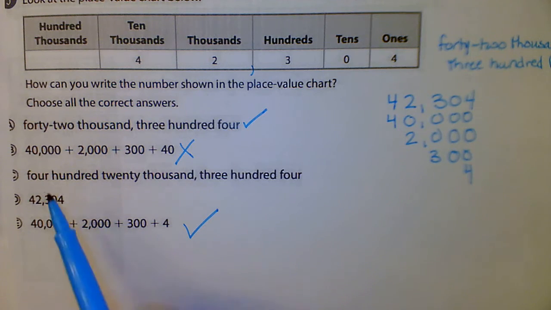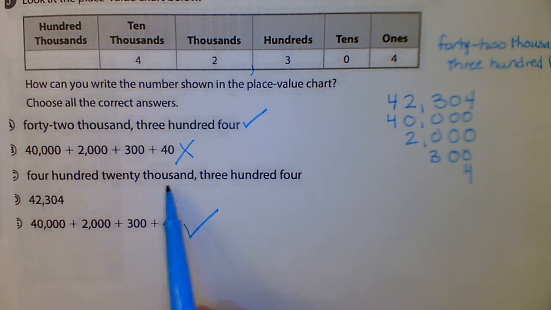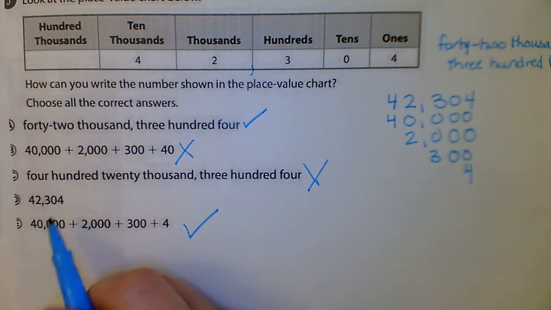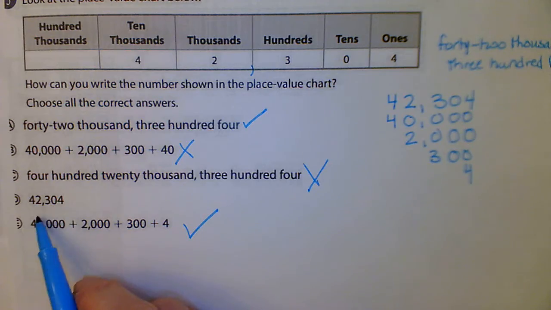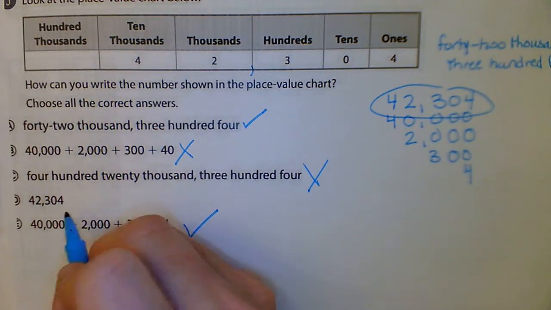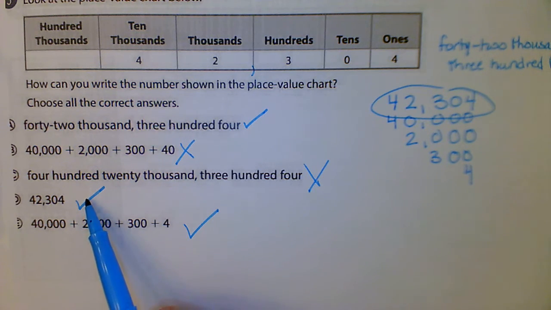All right, so let's look at this. We have 420,000? No, we definitely know that's wrong. We did it already. But what about this? Is this right? Well, yeah, we pulled that right out of there. We already wrote that right here. So this one is definitely right. So A, D, and E.